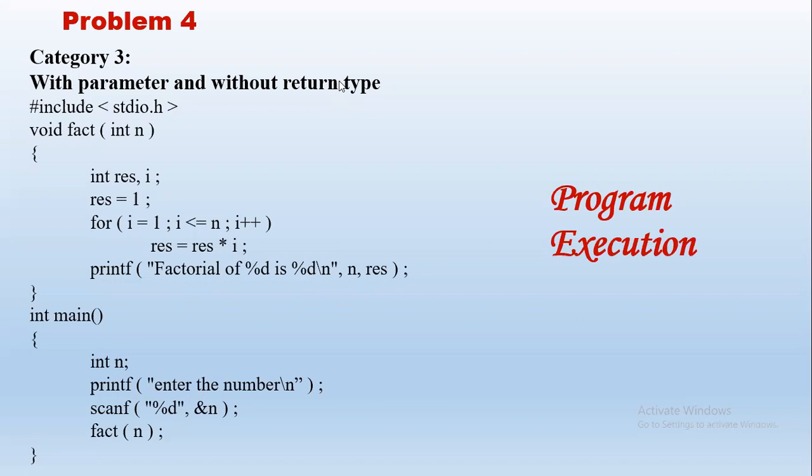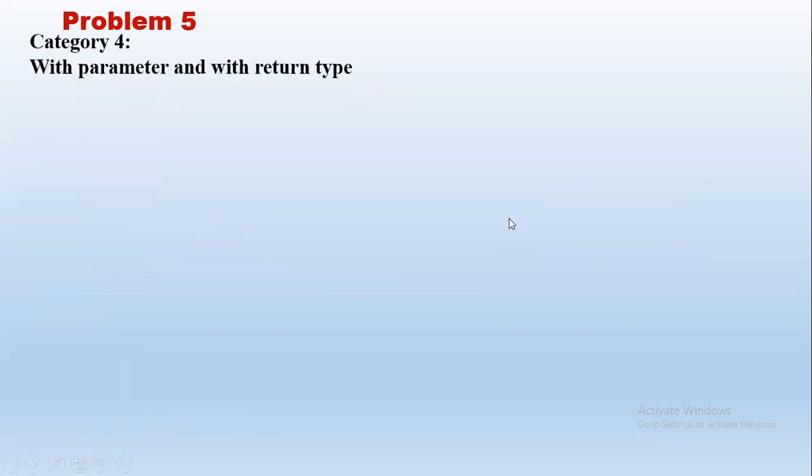Okay, so let's continue. We have seen 3 categories till now. For the same factorial program, we will see category 4. That is problem 5 in the lab sheet. Category 4 is with parameter and with return type. So we are passing a parameter and we will get back the answer in main. So main is a calling function.